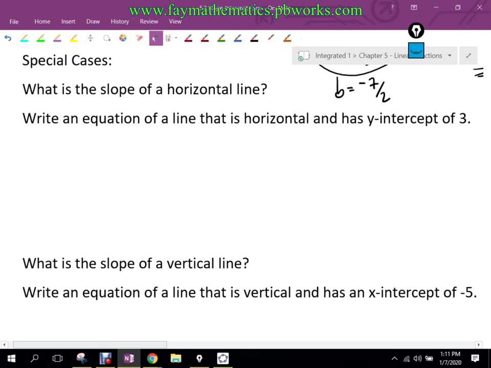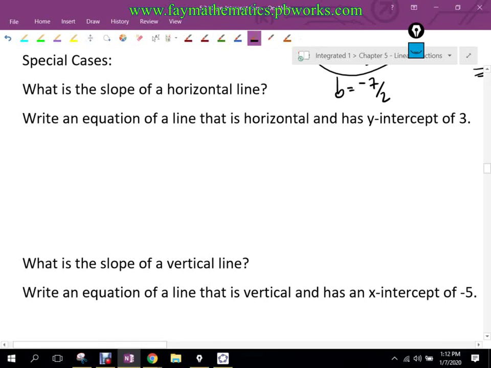Okay, so these are special. Yesterday we said that every single line we come across is going to be of the form y equals mx plus b, and I then started talking about as long as it's non-vertical or non-horizontal. And I told you that vertical lines and horizontal lines are kind of special case scenarios. So what we want to do here is it asks us to write an equation of a line that is horizontal and has a y-intercept of 3.